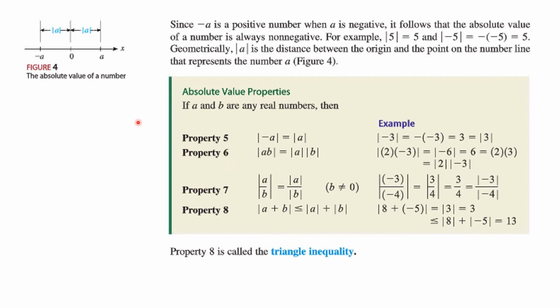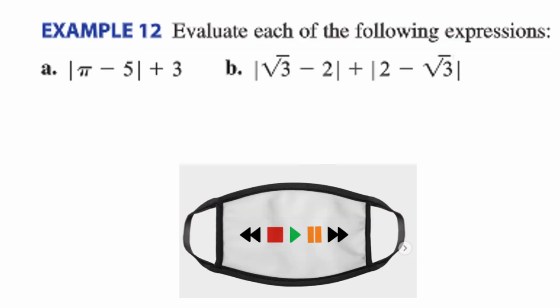And we have many properties of the absolute value. The absolute value of minus a is a. The absolute value of the product is the product of the absolute values. The absolute value of the quotient is the quotient of the absolute values. And very significantly, this is called the triangle inequality. The absolute value of a plus b is less than or equal to the absolute value of a plus the absolute value of b. This is very important, and we will use this in some of the proofs that we look at. So here is a problem 12 for you to do, applying the absolute values.